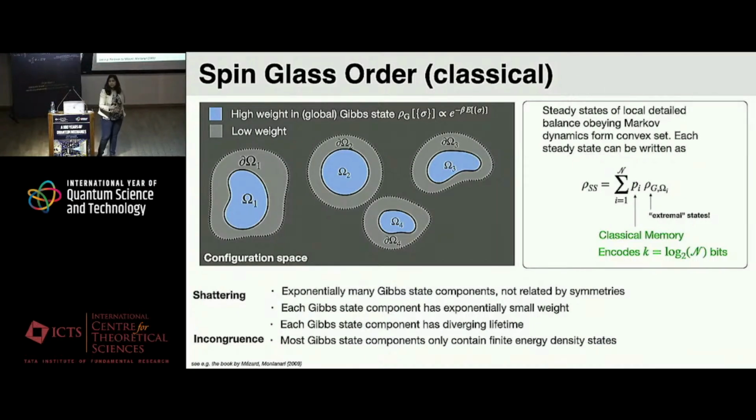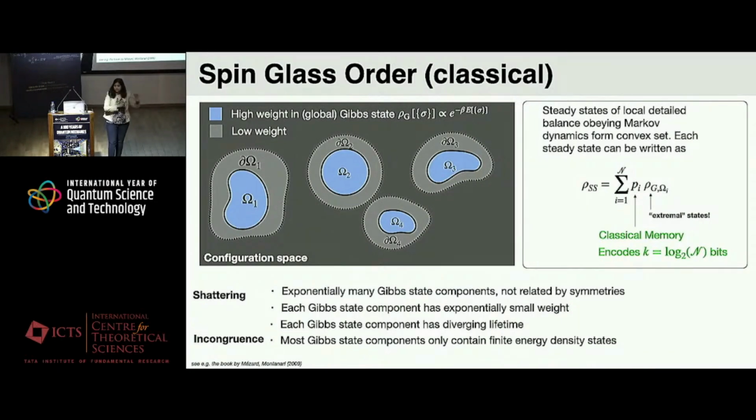balance obeying Markov dynamics form a convex set. This is a known fact, and every steady state can be written in this form, which is just a probabilistic average, not superposition, but just a linear combination of different such extremal Gibbs state components. And given some number n of these extremal Gibbs state components, you basically have a probability vector, which is the probability of being in a given component. Under your dynamics, this n-dimensional probability vector is fully conserved, which means that your system has a classical memory which encodes k equals log n bits.